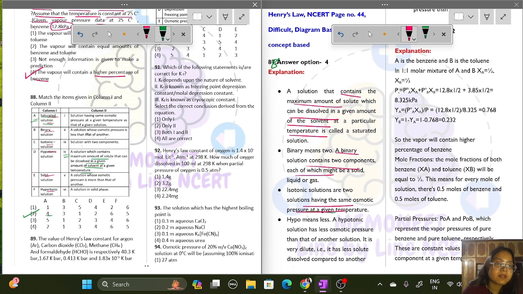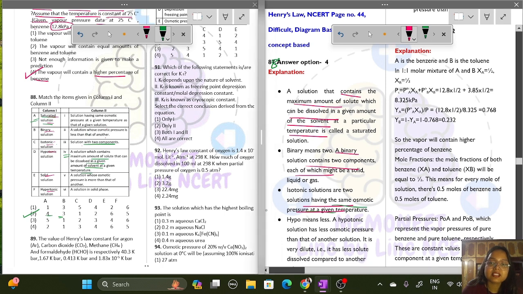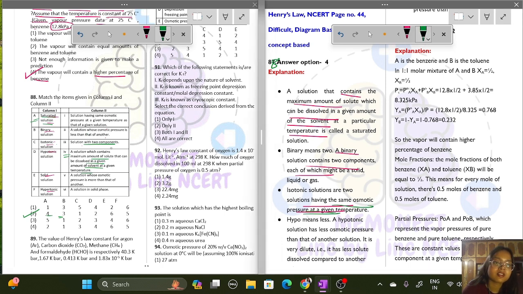Binary solution means it is having two components. So option B. Isotonic solution means that it is having the same osmotic pressure at the given temperature. So option C will have option 1 as the correct match.